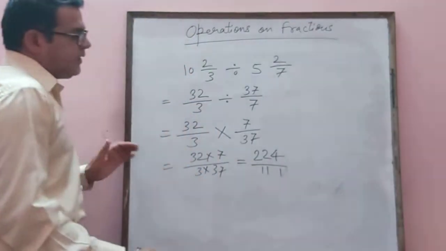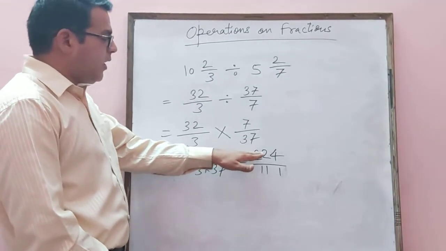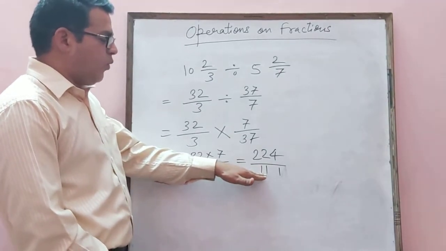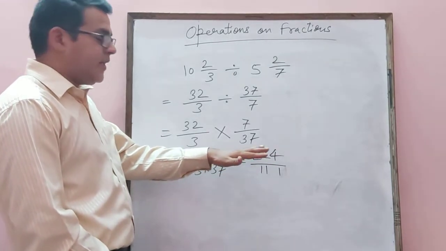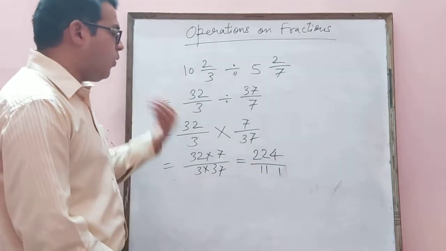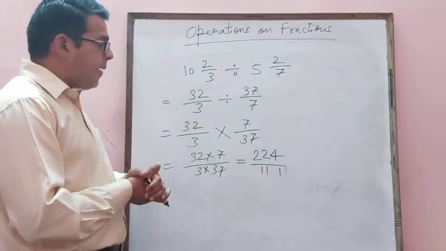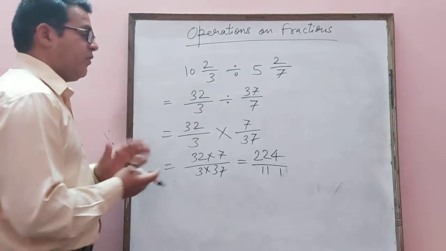Now you can see this is again improper. 224 by 111. 111 is less than 224. That is, denominator is less than numerator. That's why it is improper. So what does the rule say? We have to convert this improper into mixed form.